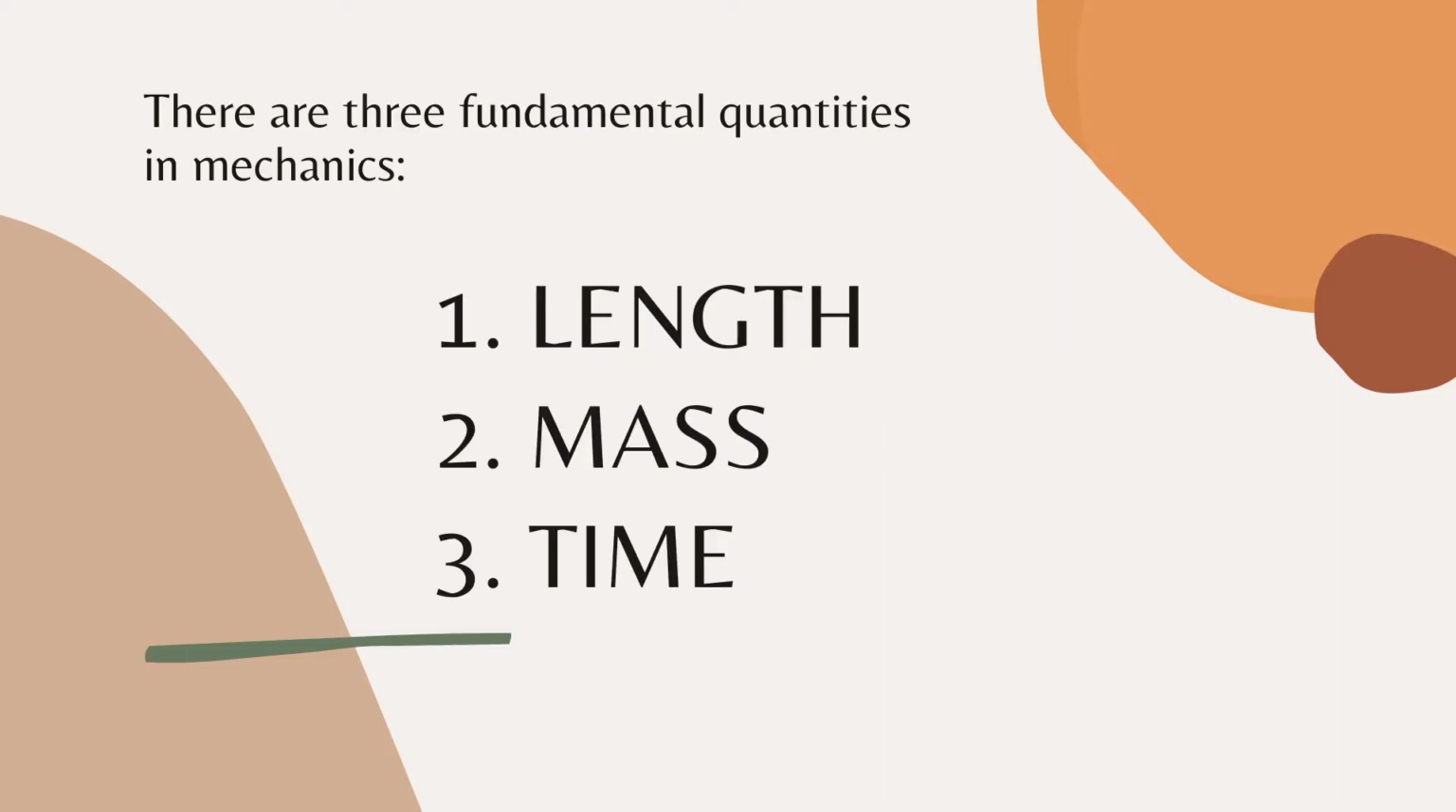There are three fundamental quantities in mechanics. First, we have length, which can be measured through meters, centimeters, feet, kilometers, yards, and inches. The second one is mass, which can be measured through kilograms, grams, and slugs. The third one is time, which can be measured through seconds, minutes, and hours.